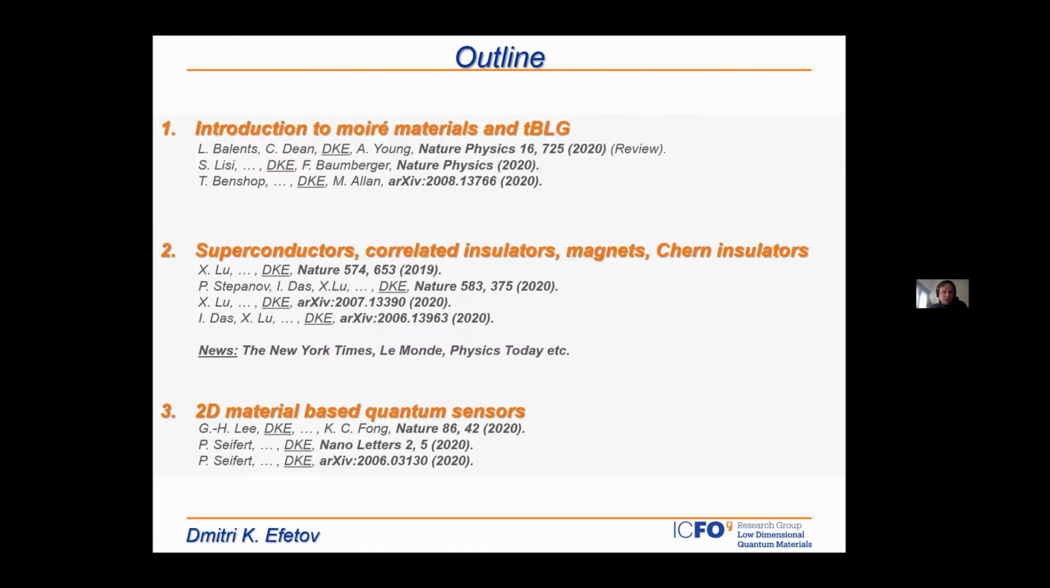And so the outline of my talk is really just, again, a broader introduction of the physics of twisted bilayer graphene. Then I will talk about some transport results from my group, where we basically observed all of these phases, like superconductors, correlated insulators, magnets, and charge insulators. And maybe if time allows, I'll talk a little bit about applications where we actually also make quantum sensors out of this class of materials.